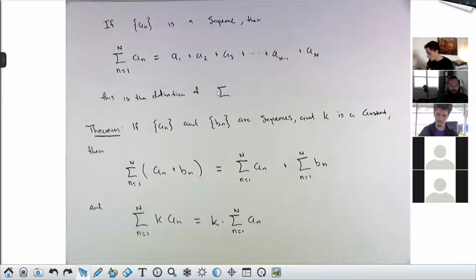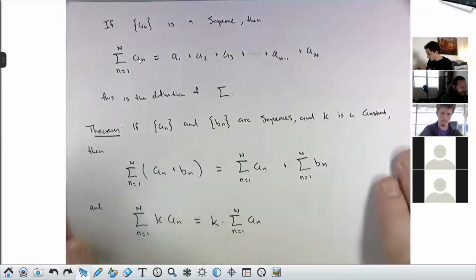What this theorem says is that sigmas can be split up over addition, and that constant multiples inside of these can pop out. The proof of this is so straightforward, and it's such good practice, that I would like you to try to prove it.